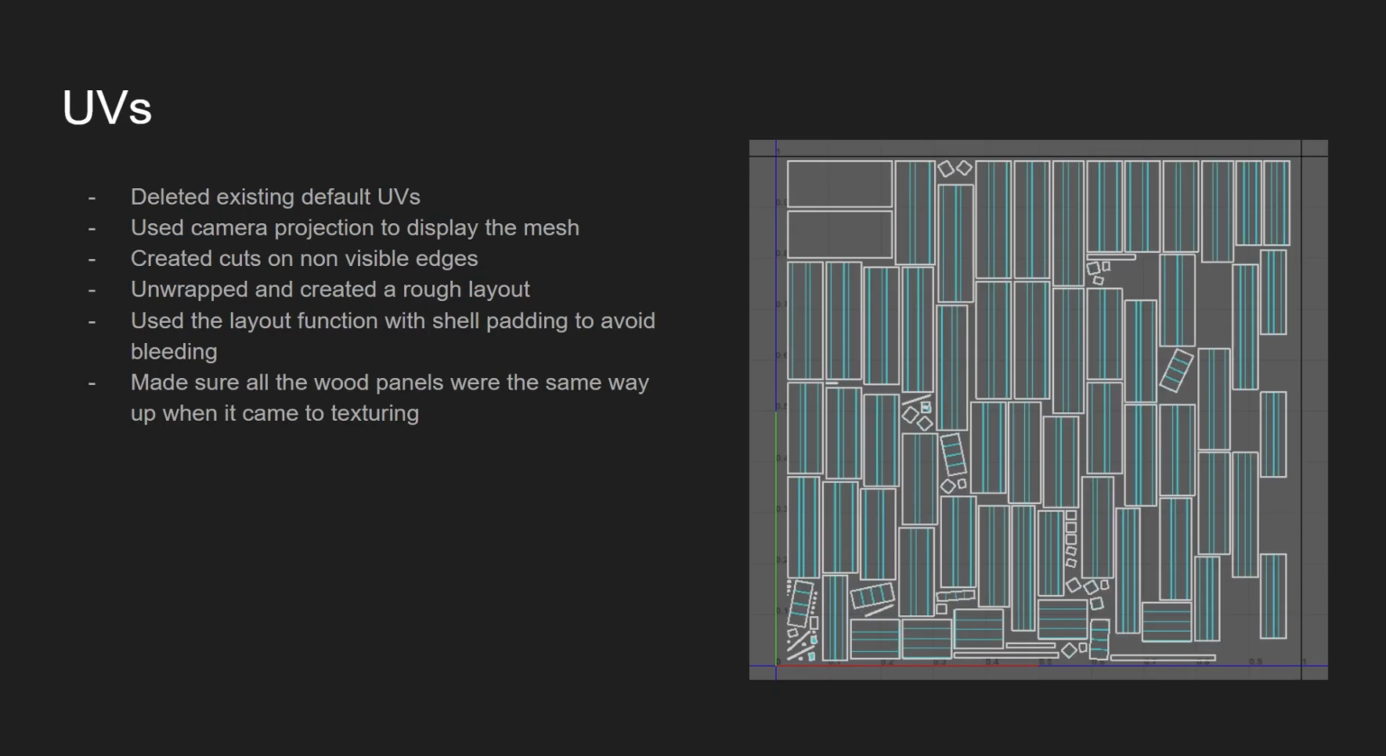I then moved on to the UVs. I deleted the existing default UVs and used the camera projection to display the mesh. I then created cuts in the non-visible edges so the seams wouldn't be visible in Substance Painter. I then unwrapped them and created a rough layout, and then with the layout function I increased the shell padding and laid them out onto one sheet. I made sure all the wooden panels were also facing the same way up, so when they were being textured in Substance Painter, all the grains and detail was facing the right way.